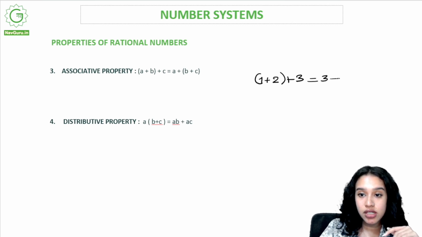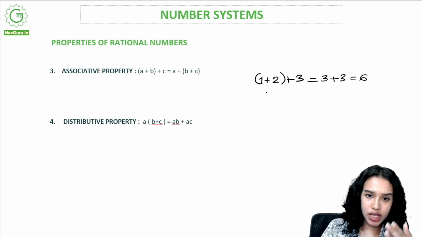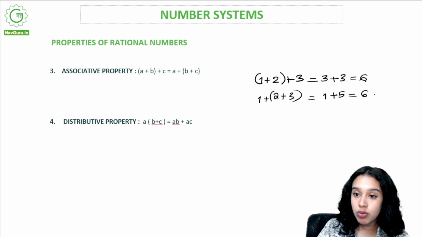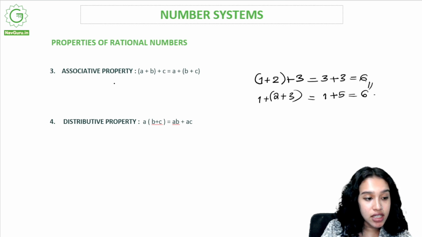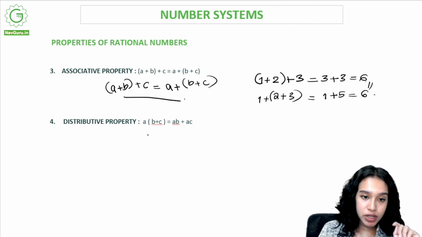So that is 3 plus 3, which is equal to 6. Now we are jumping on to a plus b plus c, which is 1 plus 2 plus 3, which goes like 1 plus 5, which is equal to 6. These both are equal. So what we are saying is, no matter how we are grouping the numbers, if we are adding a to b and then adding it to c, it would be the same as adding a to the sum of b plus c. This is the associative property.